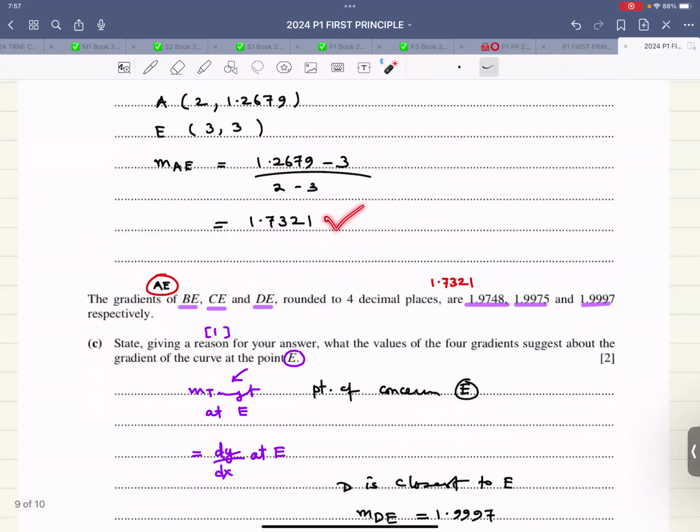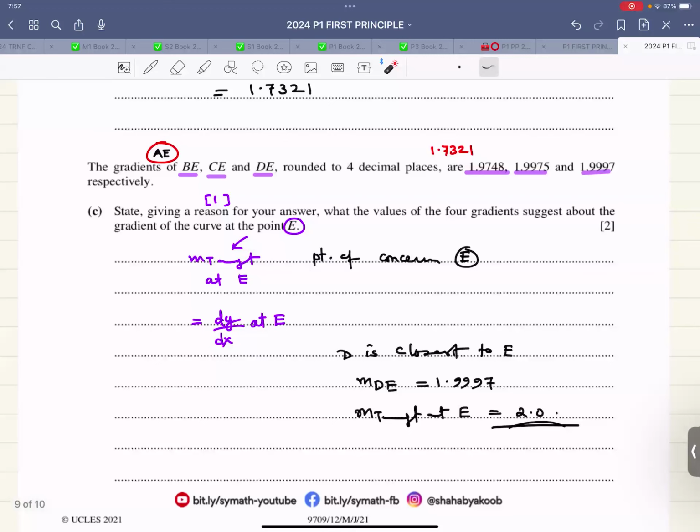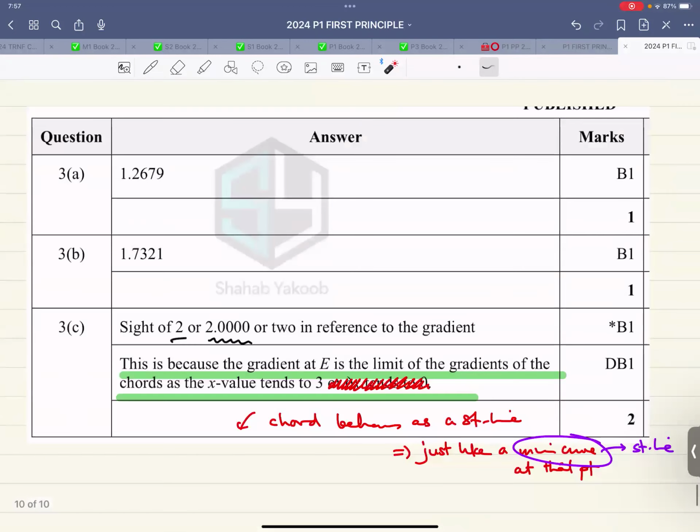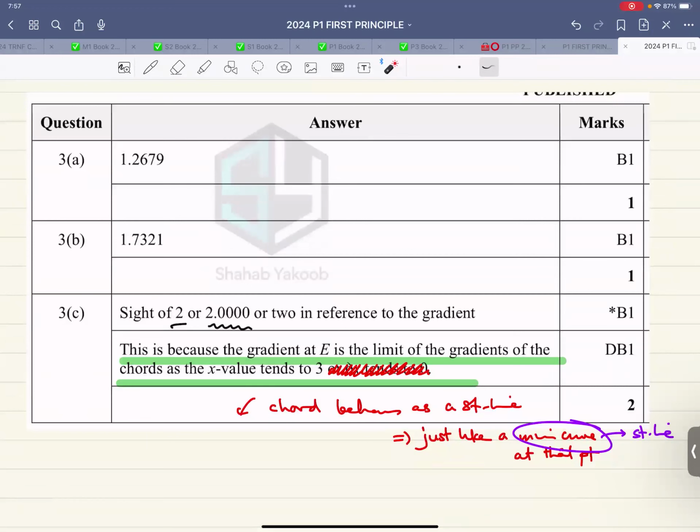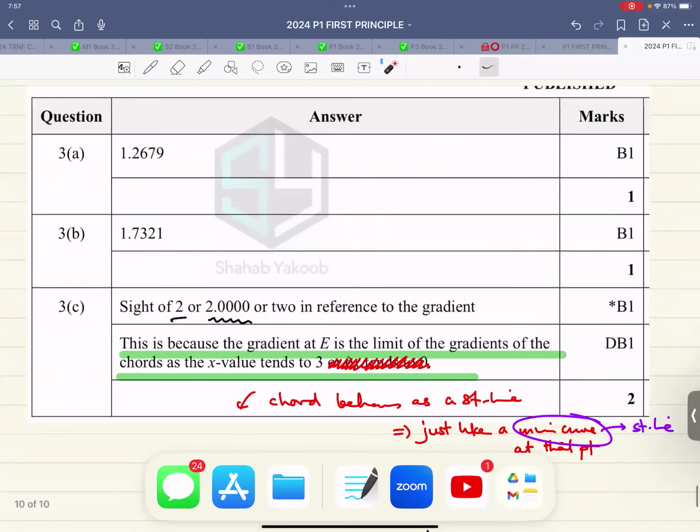So this is gradient of AE. Gradient of DE is coming out to be 1.997. So the gradient of the tangent is approximately equal to 2. We just round it off to the nearest integer value. So that is the concept of first principle, and this is the mark scheme. So that completes this concept. Let me close down the first recording.